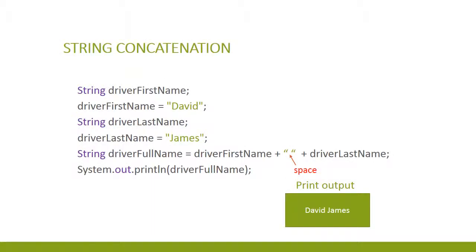String concatenation. String driverFirstName is the variable and value David. String driverLastName and value James. String driverFullName equals driverFirstName plus space plus driverLastName. System.out.println driverFullName is the variable. This code prints outputs David James.